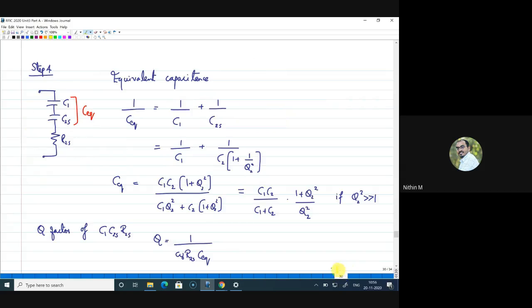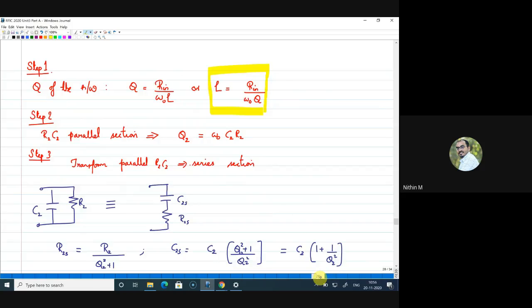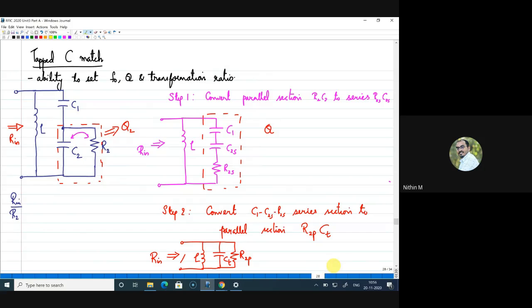All right, so now one more, the last match we have to do. Same like a tapped C match, we have something called a tapped inductor match, where what we used for the capacitors, we'll just interchange capacitors and inductors. So that will be the last match. We'll look at that match in the next class, and we'll also see the simulation, and after that we'll go for the second half of unit 3.